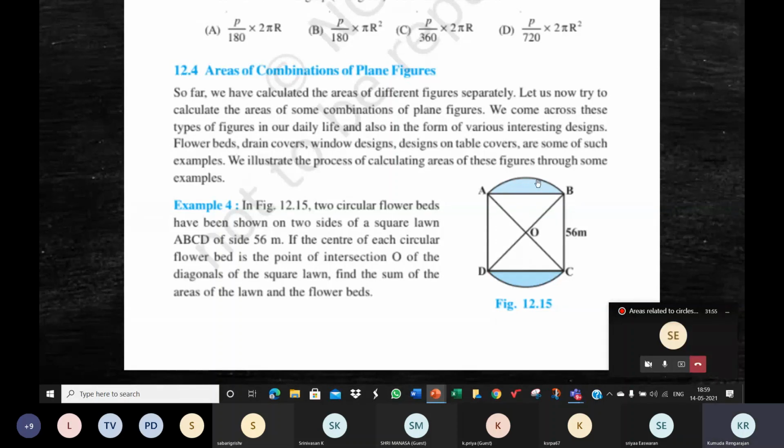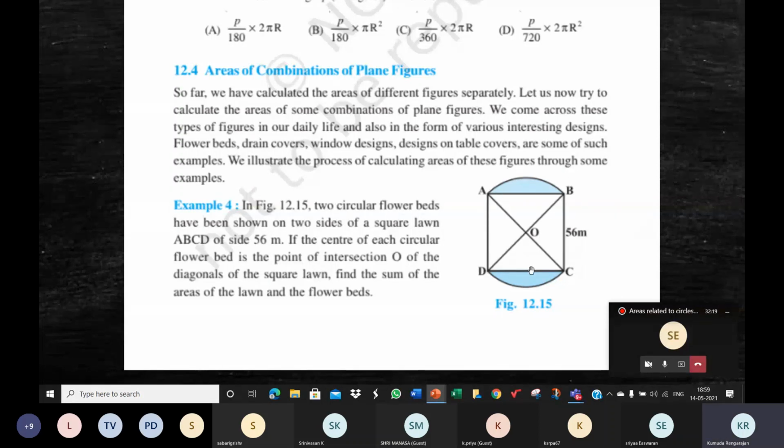Now, these blue regions are parts of a circle. These two blue regions are portions of a circle, the center of the circle being O. OA and OB. Now for the square, what do you need?